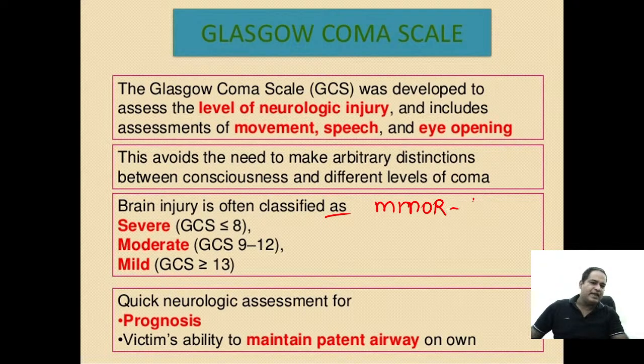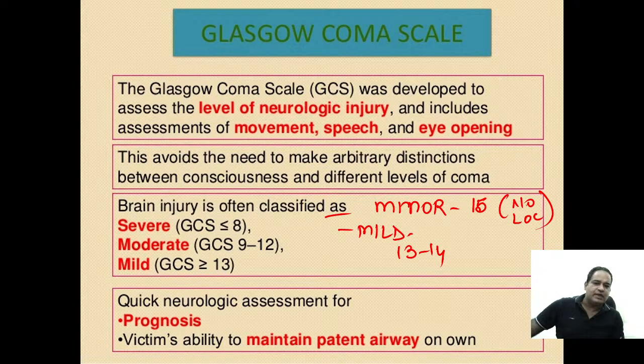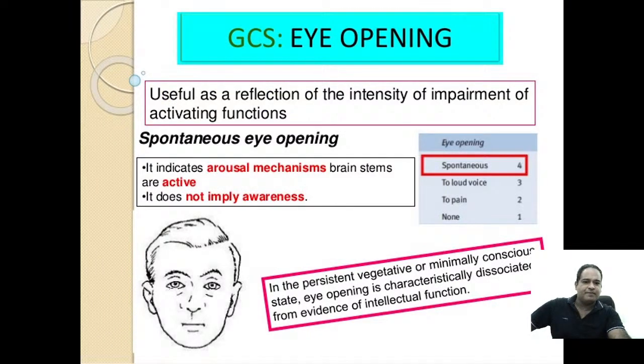So, minor injury is with GCS 15, especially if there is no loss of consciousness. Fine. Minor injury can be there with the GCS 15 also. Mild injury, it can be 13 to 14. Now, moderate and severe are the same. Fine.